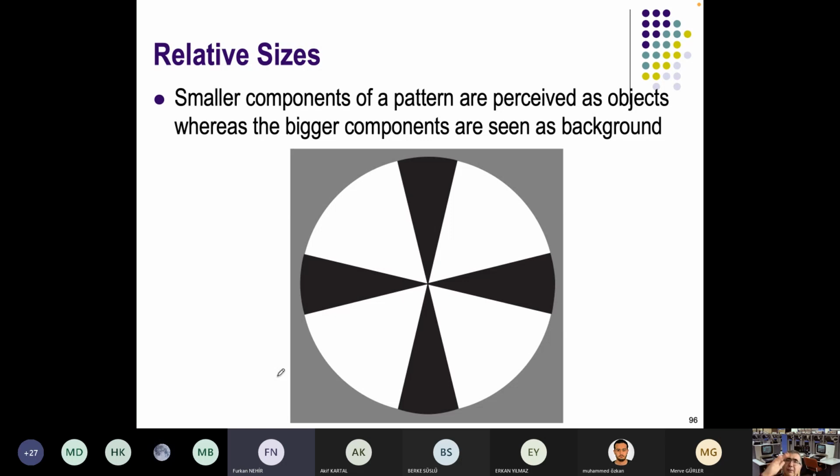So when designing the screen, designing the interface, when you have things that are so big and other things are small, big things tend to get associated with the background. So the sizes should be relatively small enough to be perceived as an active object.